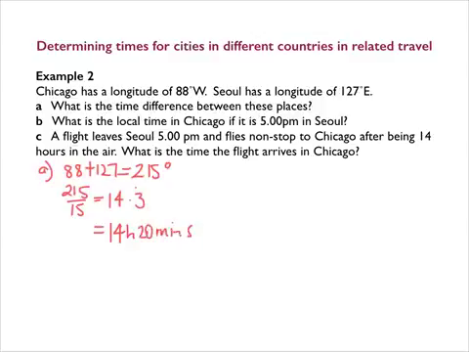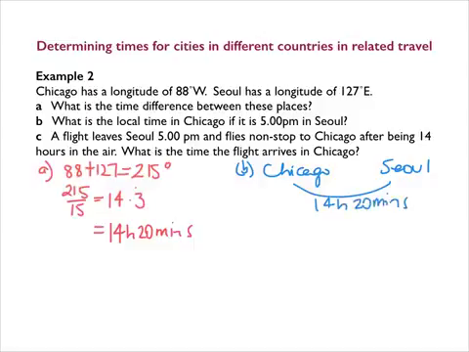Now, part B, what is the local time in Chicago if it is 5 p.m. in Seoul? So now we get on to the time differences. So again, setting it up how I did the last question. So if Seoul is to the east, I'm going to write Seoul over here. And Chicago will be here. And I just worked out the difference is 14 hours, 20 minutes.